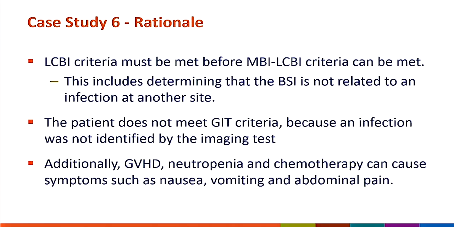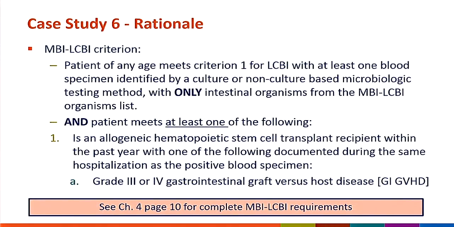graft versus host disease, neutropenia, and chemotherapy can cause symptoms such as nausea, vomiting, and abdominal pain. And so we would, in most cases, say that those symptoms should be excluded in cases such as this. So the MBI LCBI criterion, patient meet criterion 1, which they did. It was an MBI organism, and in this case, the patient is an allogeneic hematopoietic stem cell transplant within the past year, and had grade 3 or 4 GI GVHD documented.